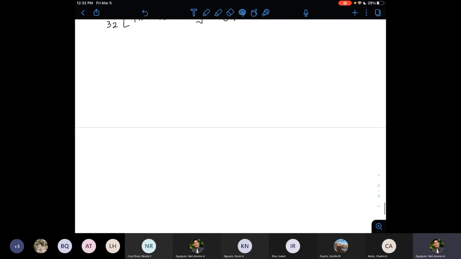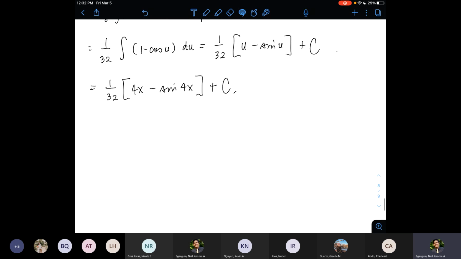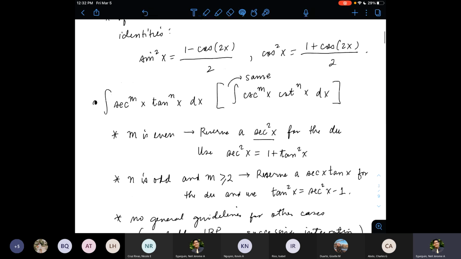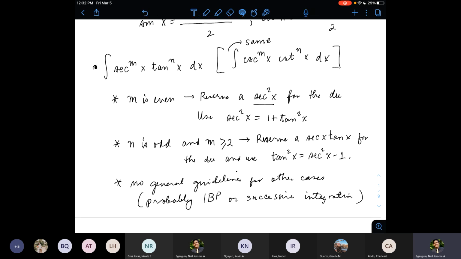Okay, so let's try powers of secants and tangents. By the way, these principles, maybe if you want, you can take a screenshot of it, and then we'll discuss some examples for each case later. These cases also apply for cosecants and cotangents, so the same principles hold, and analogous identities can be used.